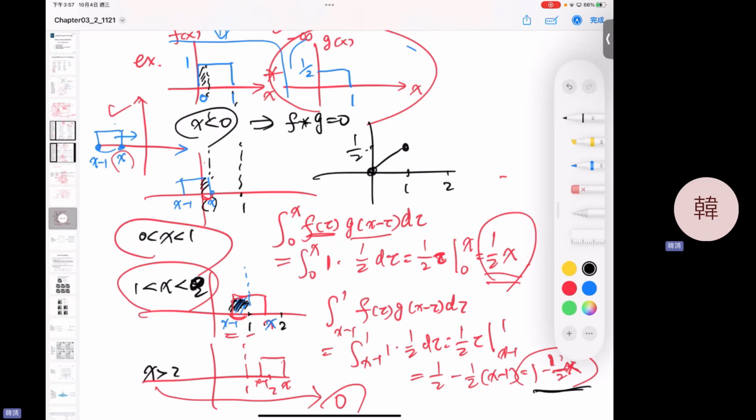So what's the result? When x is 1, it's 1/2. When x is 2, 1 minus 1 is 0. So the output will become like this, like a triangle. So two squares combined together, the result must be a triangle. So that's the result, and you can see this one combined with this one gives the result like this. So that's the convolution for the 1D signal.